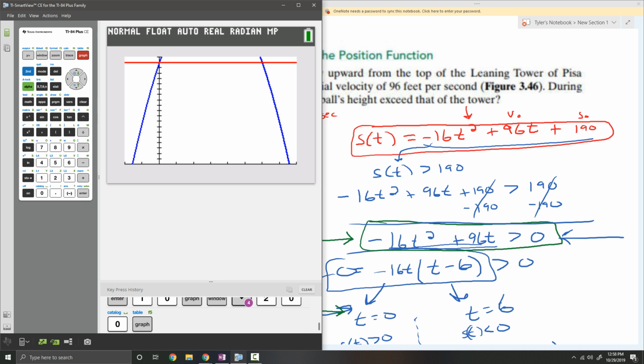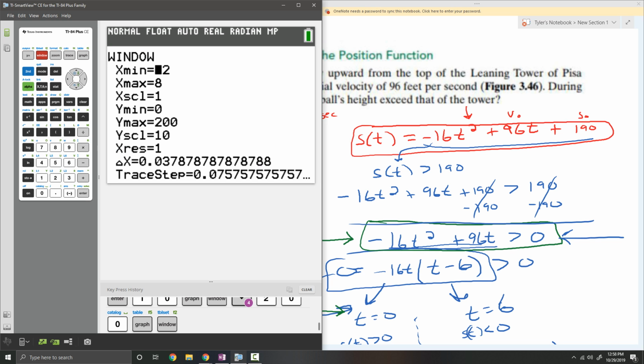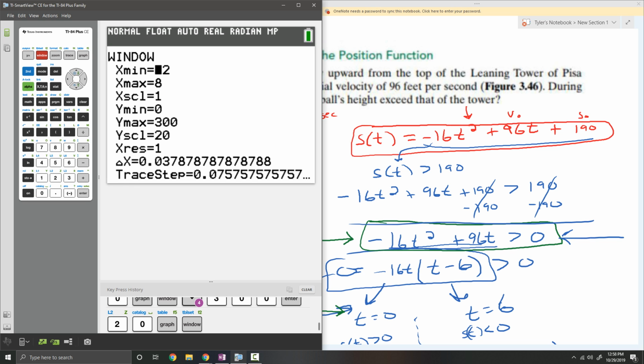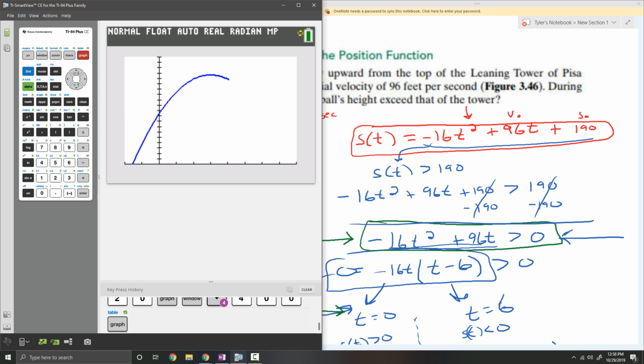Oops, still not high enough, right? Try 300. Maybe we'll go up by 20s then. Oops, still not high enough. So do 400. There, right? So now we're getting a pretty complete graph of the inequality.